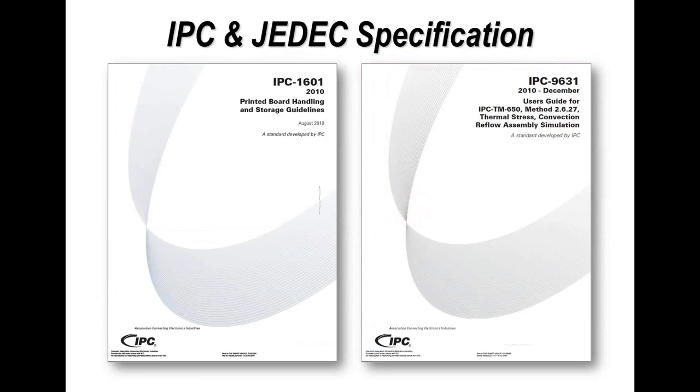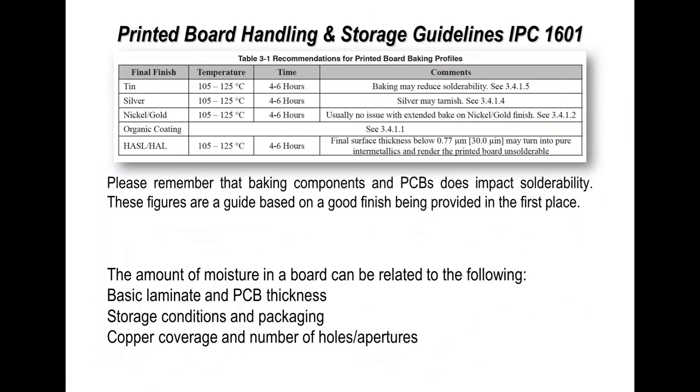So in terms of storage, control, and baking of printed circuit boards, I would draw your attention to IPC 1601. And we need to take better control of printed circuit boards, store them correctly, as recommended by our PCB manufacturer, but also consider the type of packaging. And if your boards are of very high value, consider much better packaging material. Standard vacuum packs is not really appropriate for most operations. So again, you've got to decide on what's appropriate for you.